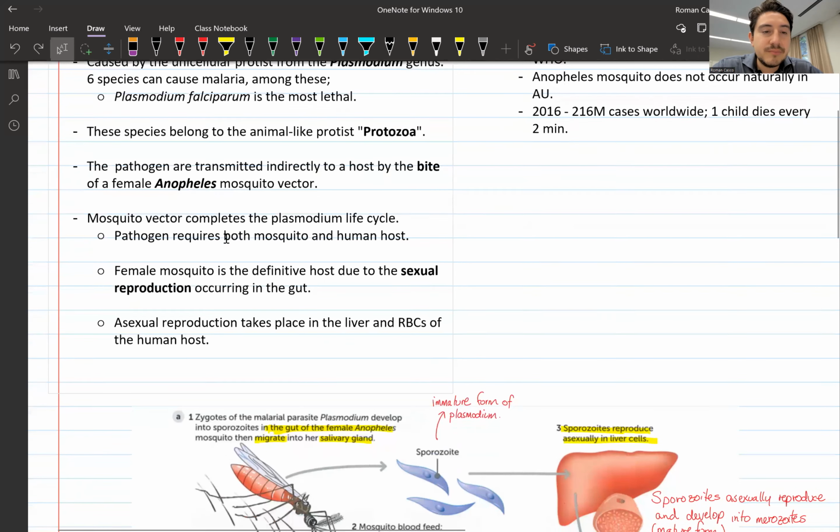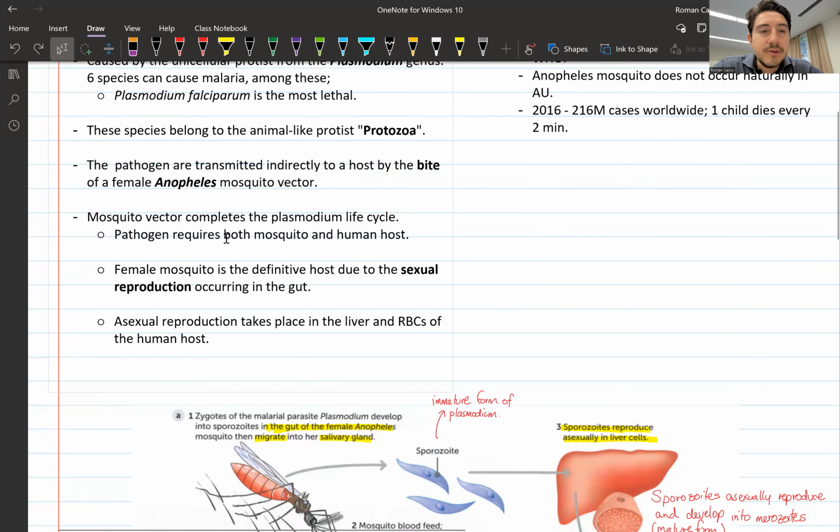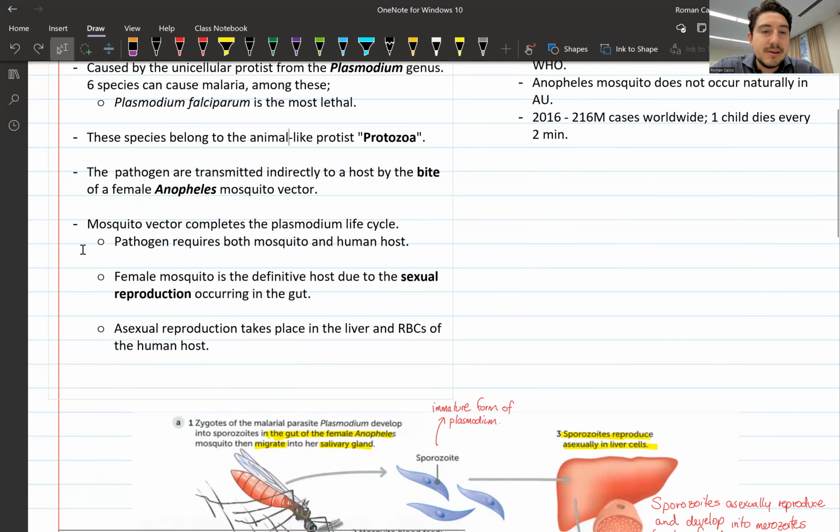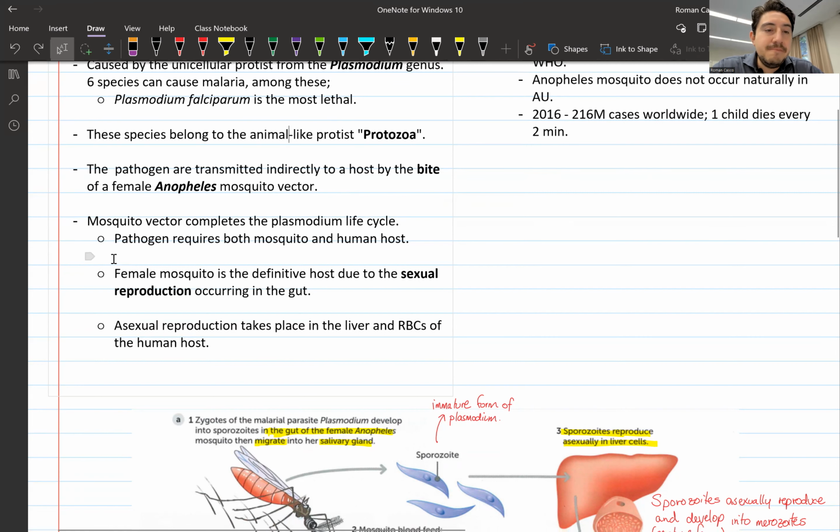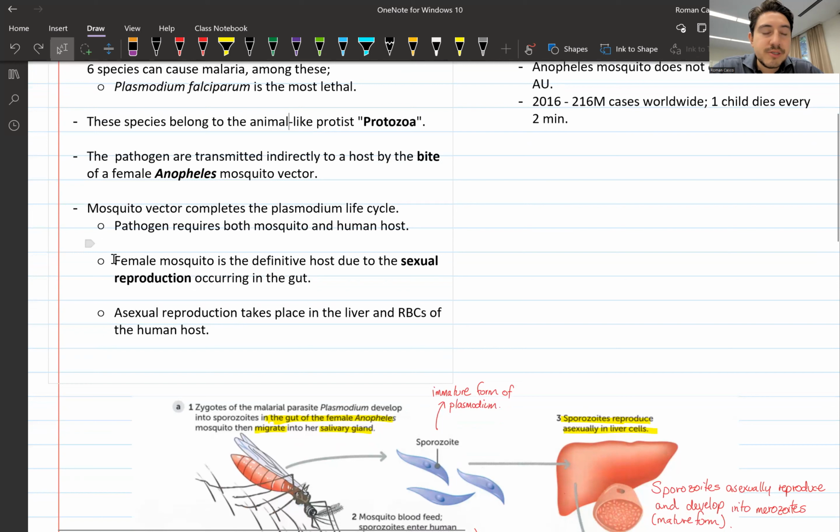And here you basically have the mosquito vector, and the pathogen life cycle is jumping between the mosquito and a human host, right? So its whole life cycle requires both the mosquito, as the intermediate host, and the human host, right? That we're going to take a look at.